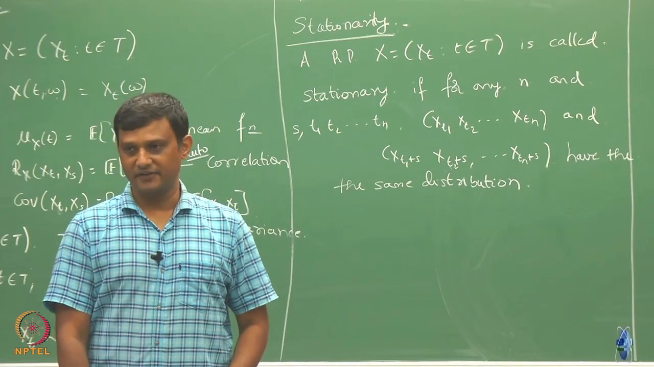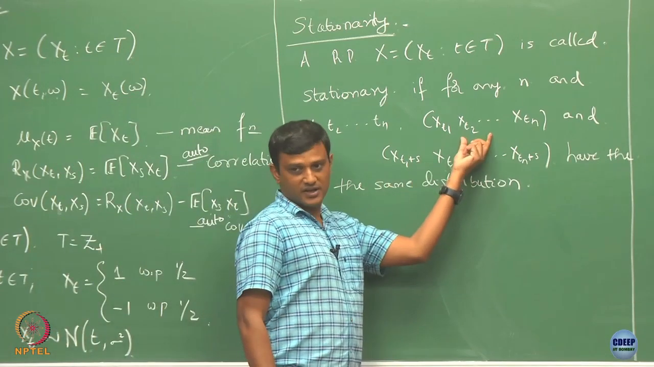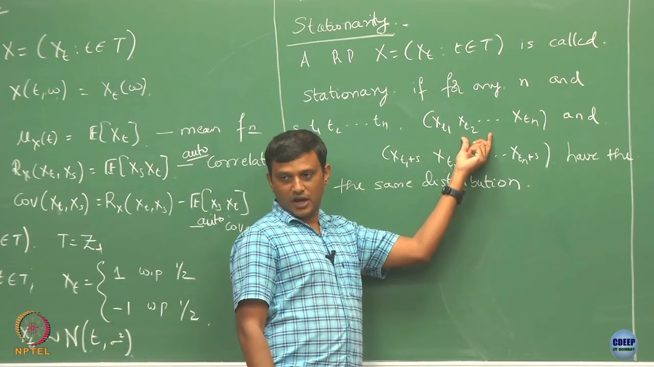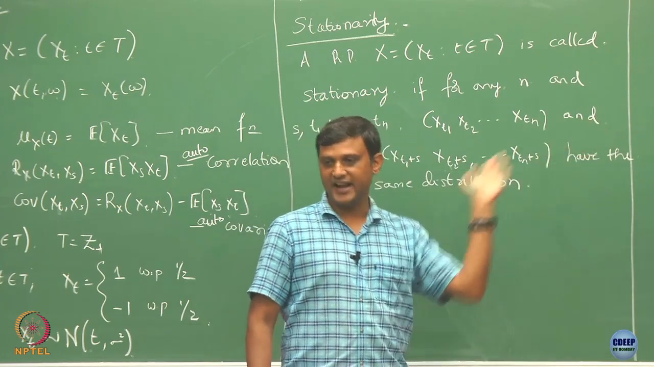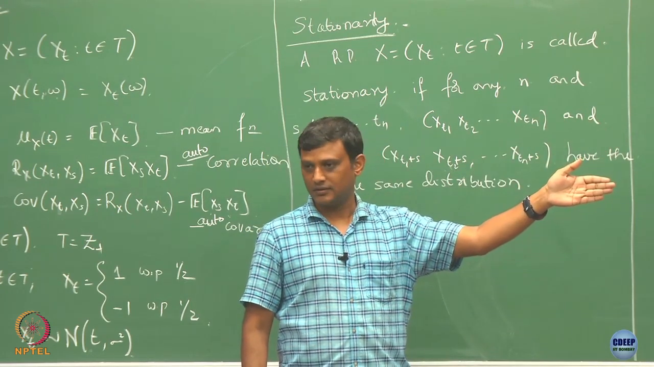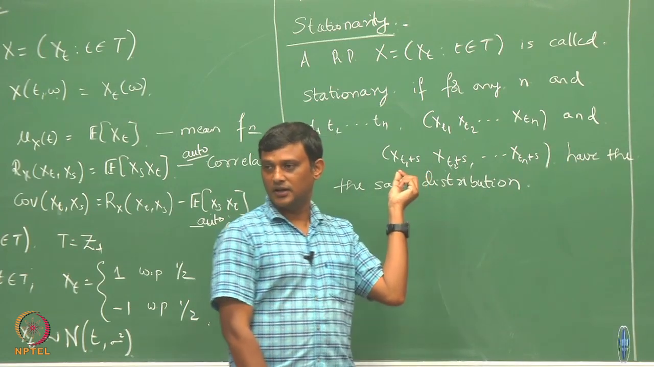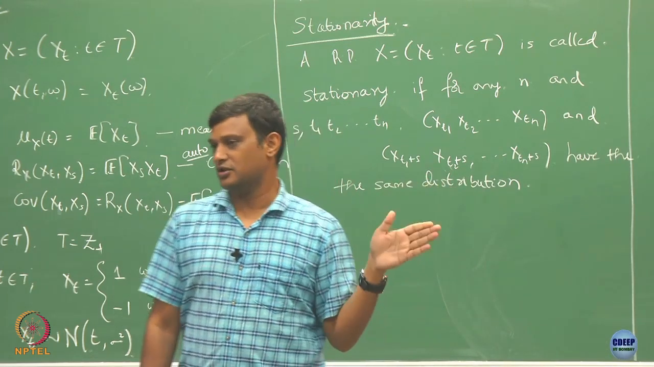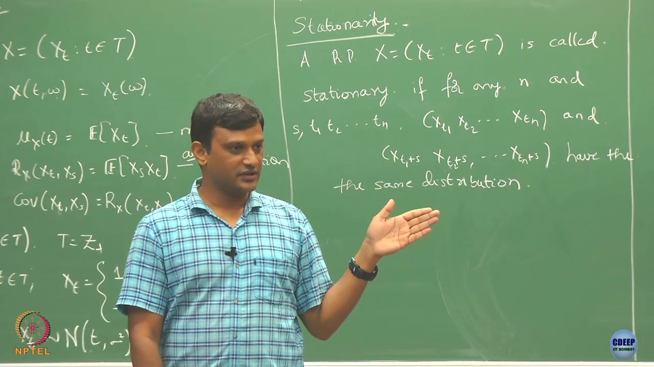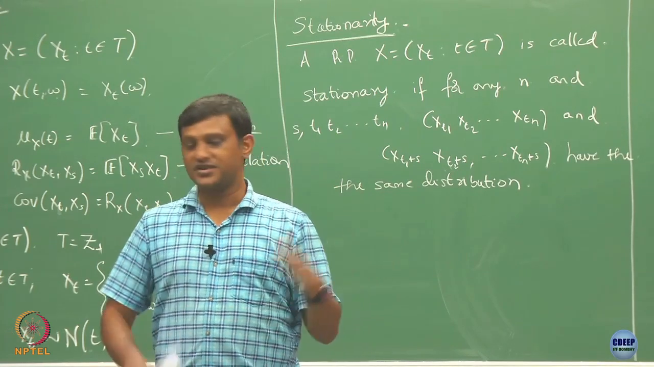So what it means is, this set of random variables has a joint distribution, and now we are looking at another set of random variables delayed, or shifted, by time S. If this again has the same distribution, then we are going to call our random process stationary. That means my random process is shift invariant.